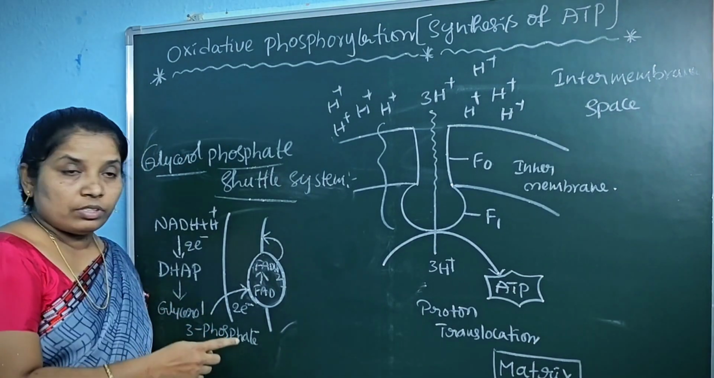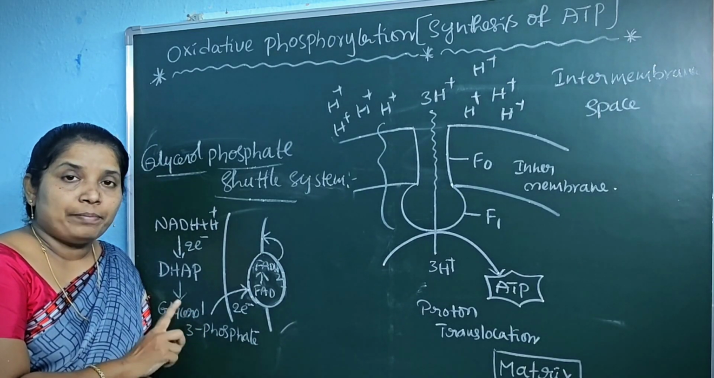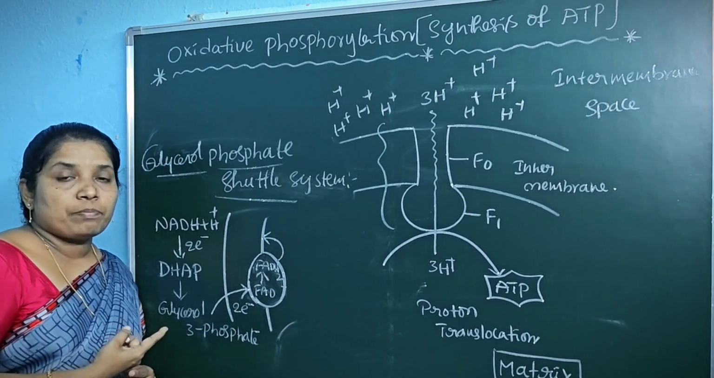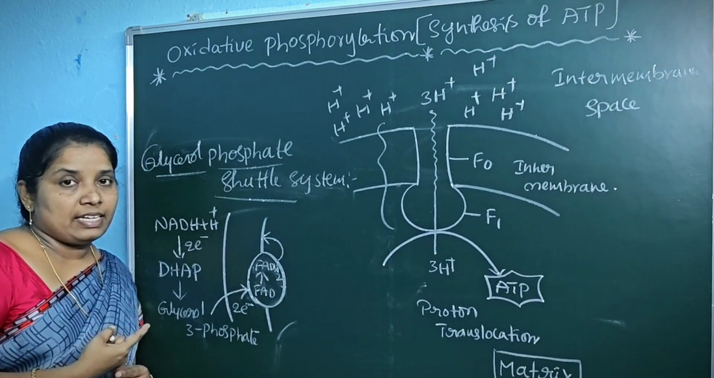This type of shuttle system is present in the skeletal muscles and brain, whereas the malate aspartate shuttle system is present in the heart, liver and kidney cells.